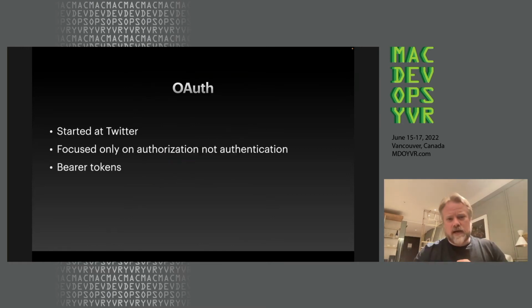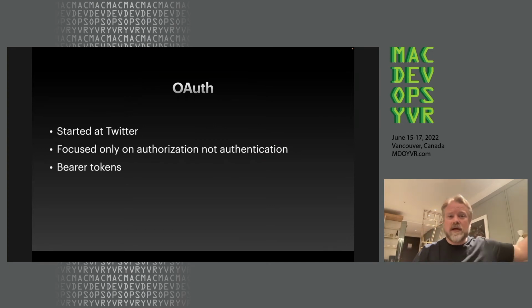OAuth. OAuth started at Twitter, was a way of kind of sharing authorization. The lines get very blurry when we talk about authentication and authorization, especially within the realm of SAML and OpenID Connect, because there's a lot of layers in each of them. But the goal behind OAuth was the fact that you would get a token, a bearer token, what you're used to, just a random string of letters in most cases, letters and numbers. And that would be your authorization.